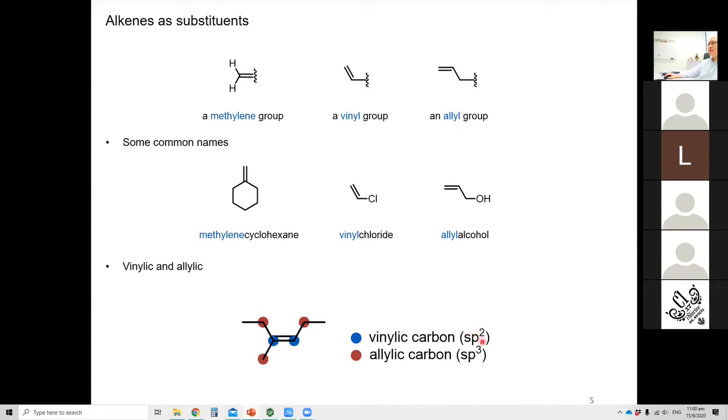And another concept is the vinylic and allylic carbon, okay? Vinylic carbon is sp2 in nature. So all these carbons, like I pointed here, are vinylic, okay? These two. Allylic is the carbon neighboring the vinylic carbon. It is sp3 in nature. So for example, especially in these allyl groups, these are the allylic carbons.